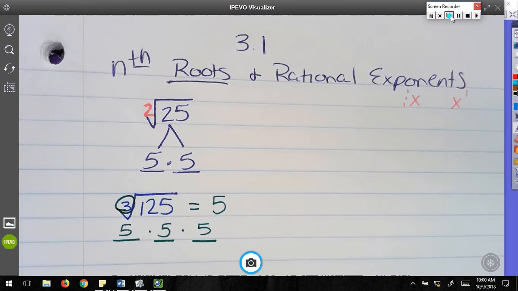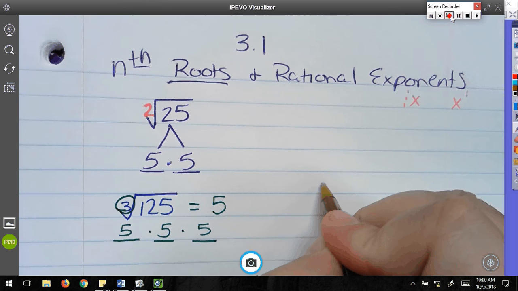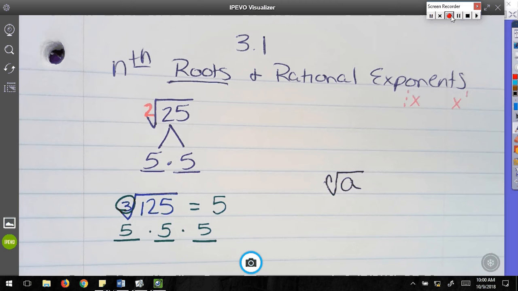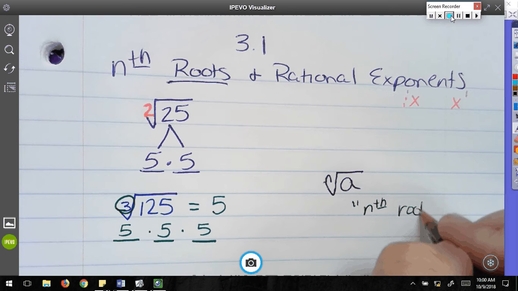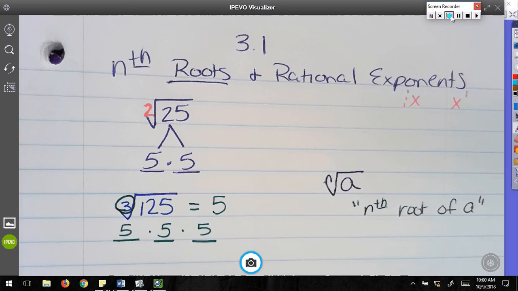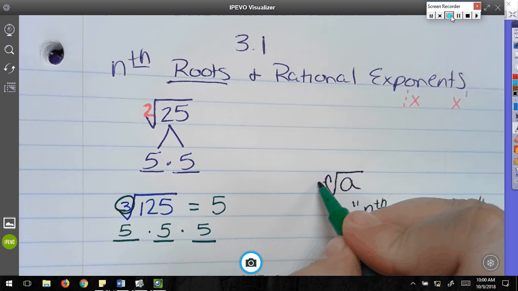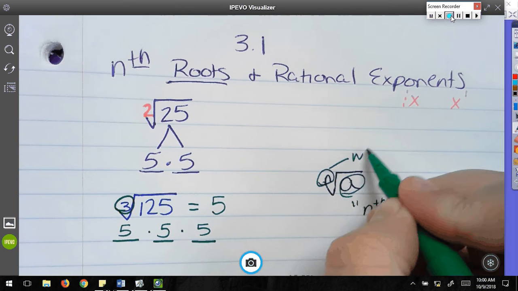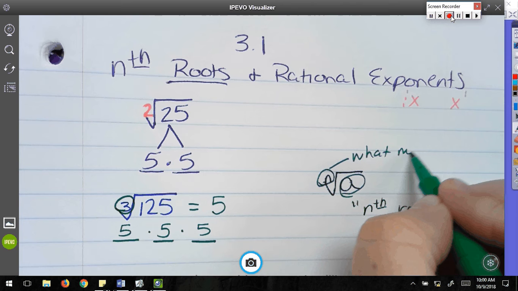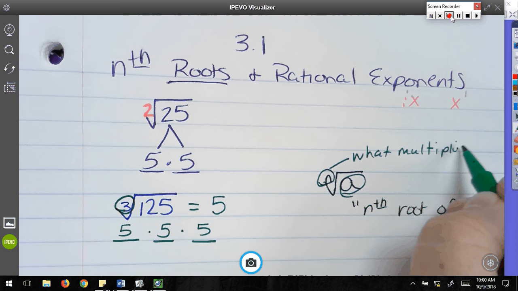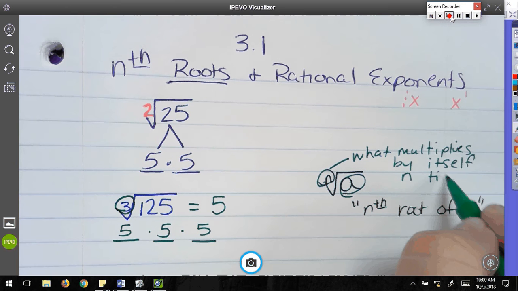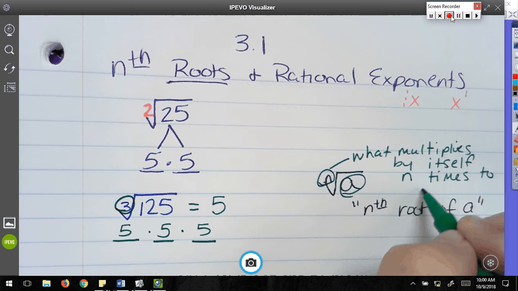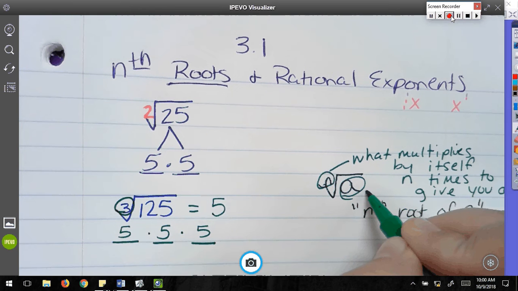So oftentimes what we'll do is we'll call these nth roots. We'll put a little variable n out here and we'll put a number under the radical, so that this would be the nth root of a. Now the n of course tells us what multiplies by itself n times to give you a, which is here under the radical.